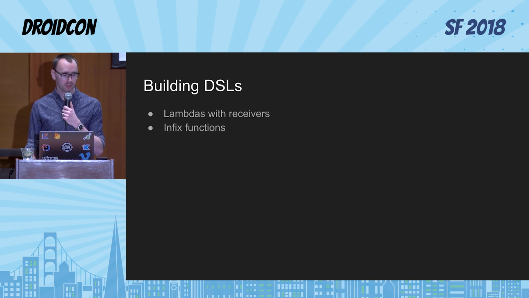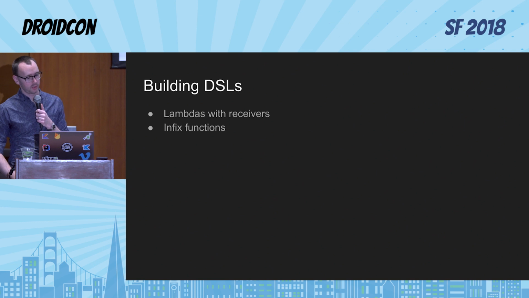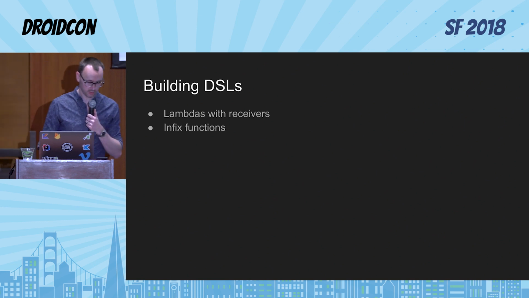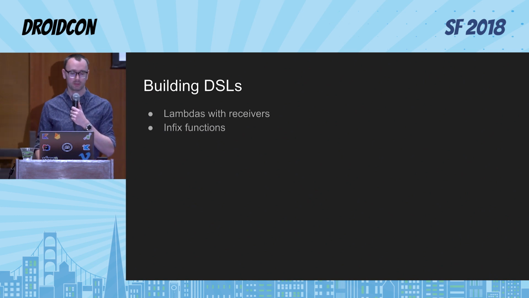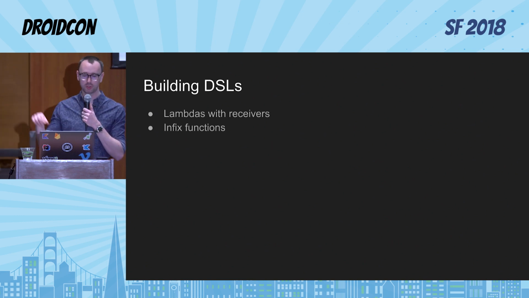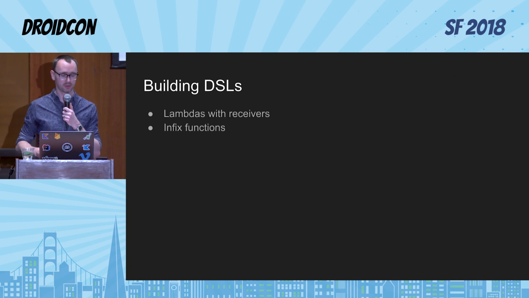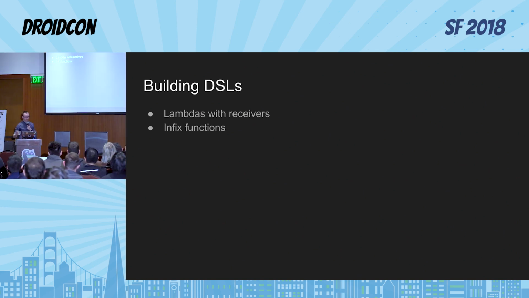All right. The last section of this talk is on building DSLs. So there are really two main features of Kotlin that let you make DSLs easily. And the second one we saw, infix functions. It's like that to operator where you don't need the brackets on things. The other one is something called lambdas with receivers.